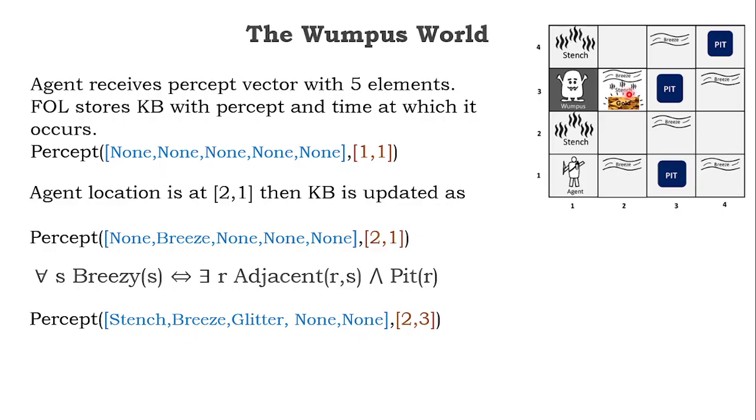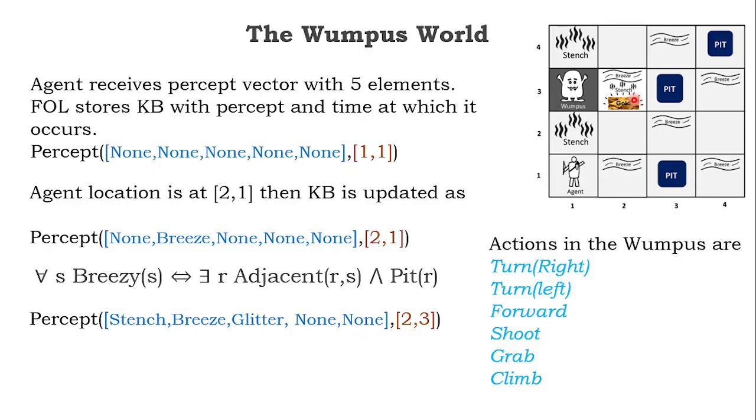At one place, that is 2,3, what do we have? Stench, breeze, glitter, none, none: percepts at 2,3. If that is the case, what actions will we do? What are the various actions in Wumpus world? You can go right, go left, go forward. If there is an arrow and Wumpus, you can shoot. If there is gold, we can grab. If you are at 1,1, you can climb. Right now I am not at 1,1, I am at 2,3. At 2,3 you have glitter. Glitter means gold. What should I do? Grab.